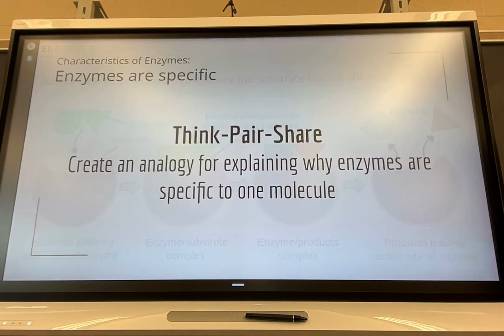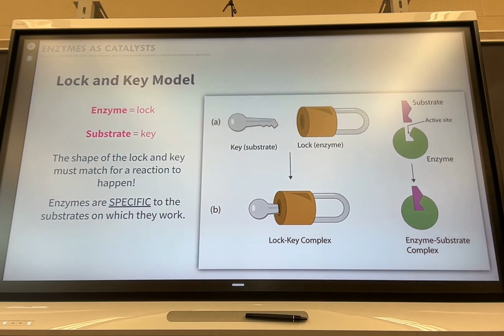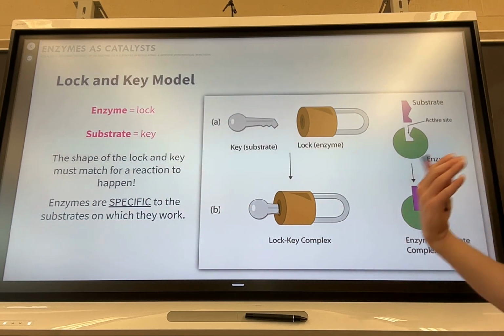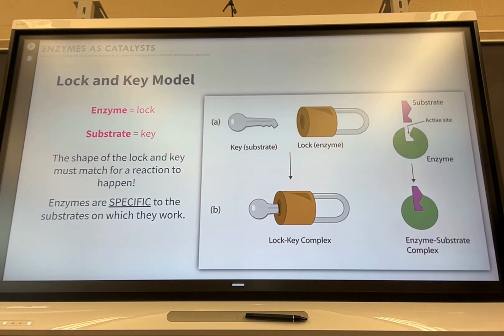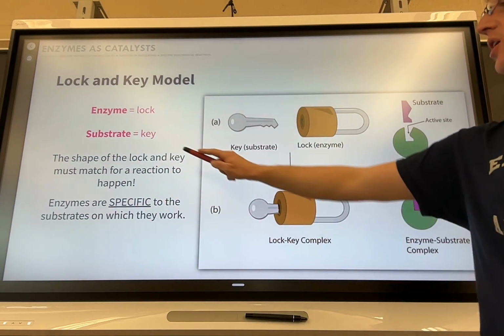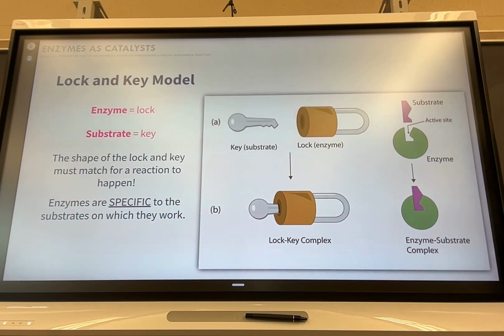So with that, enzymes are specific. The model we usually use to think of this is called the lock and key model. The way we think of it is that enzymes, in order to be very efficient, need to focus on one type of chemical, one molecule. So for each enzyme, there is one specific substrate that is going to fit in the active site.